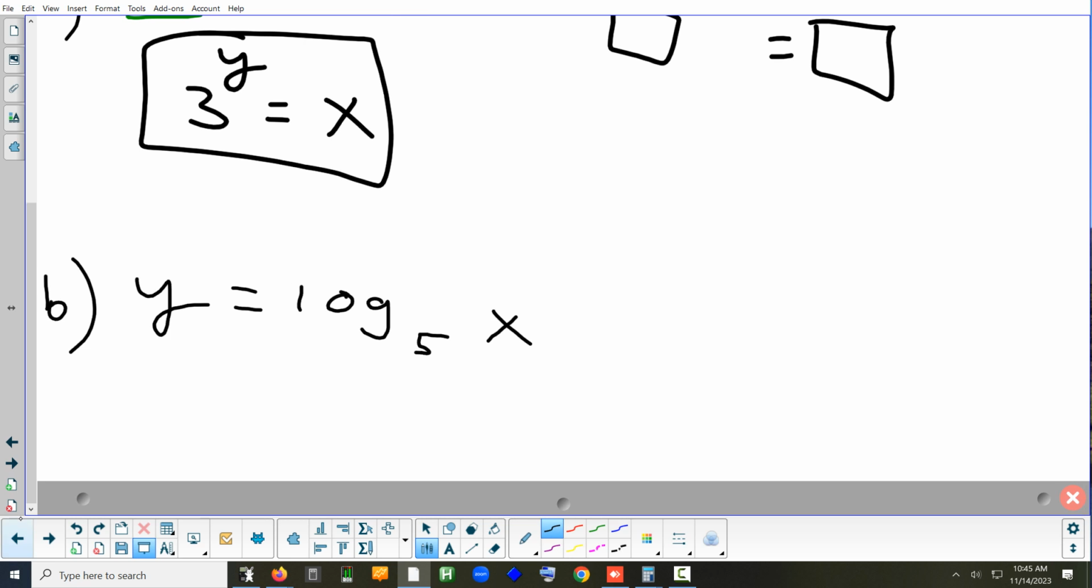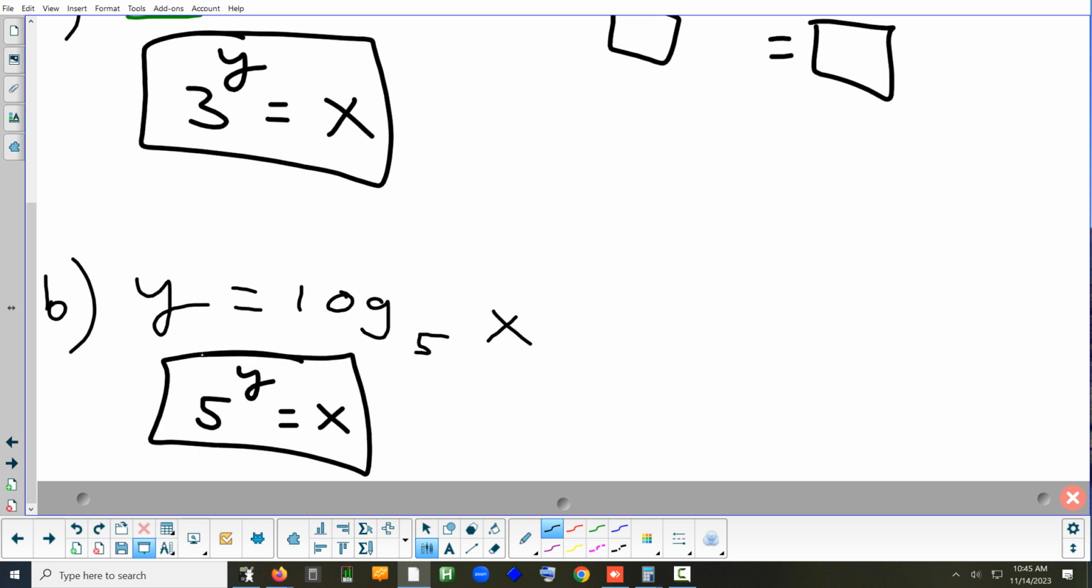Let's try now. Right. Start with your base. What's the base here? 5. Logarithm always equals what kind of number? The exponent. So in this case, the y is the exponent. And what ends up on the other side by itself? The argument. And in this case, the argument is x. Again, there's nothing more that you can do with that because you don't know what y is. Question on that?